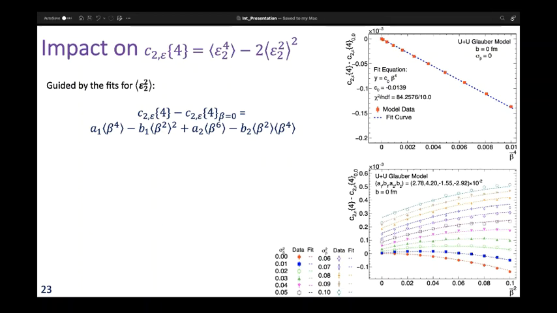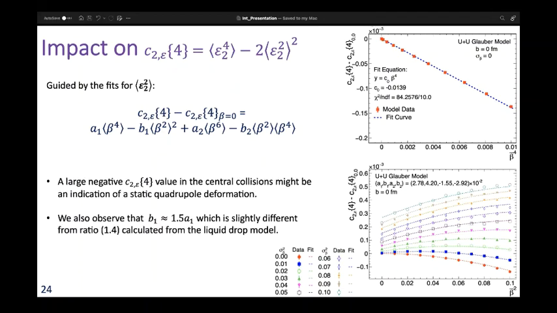Naively, the positive terms are directly coming from this epsilon 2 to the power 4 average, and the second, negative terms are basically coming from epsilon 2 squared when it's completely squared. What we see is that this particular function describes the Glauber data quite well. Another thing we see is that when I have static deformation, the value of this particular observable is always negative, and it increases with the increase in the mean value of the parameter beta. This can be seen directly in this top curve over here, and is visible on the lower curve in the form of these red points.